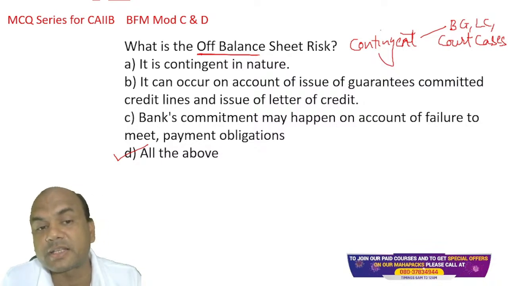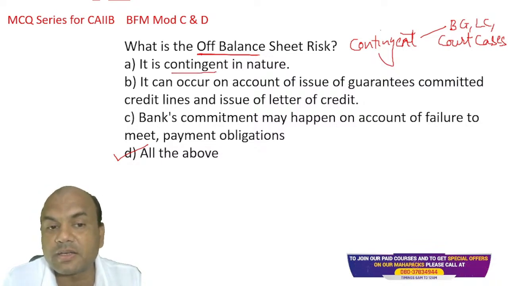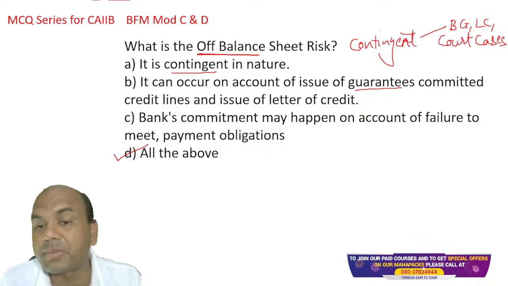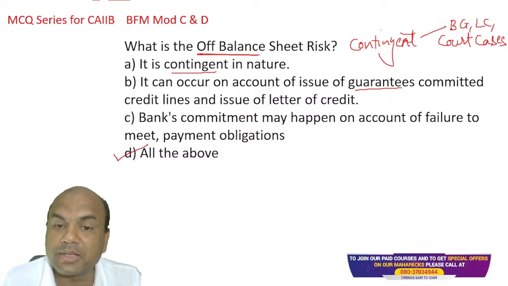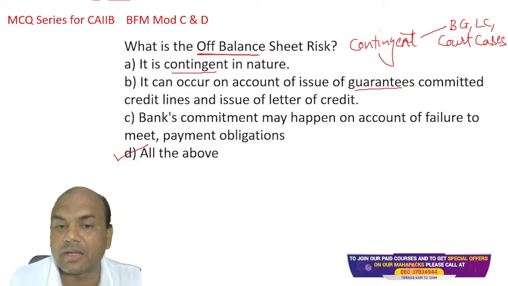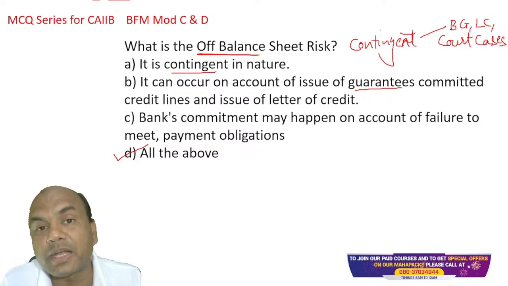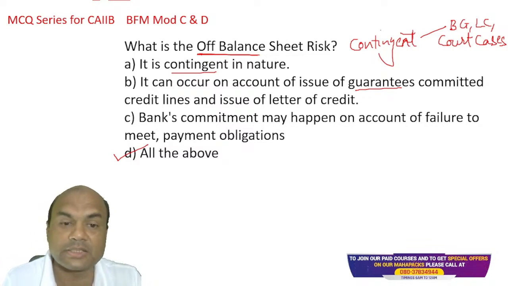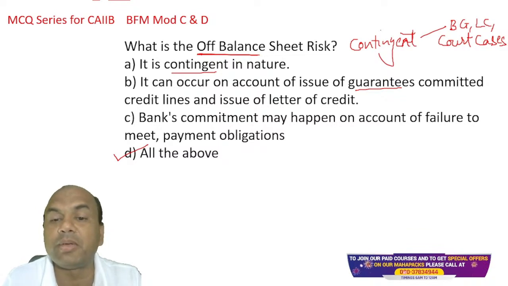So off balance sheet risk means contingent in nature, can occur on issue of guarantees, and bank's commitment may happen on account of failure to meet the payment obligations by that party. What do you mean by this third party? Suppose my bank is giving the guarantee and if that other party does not perform, then my bank will have to pay, isn't it? So that's known as bank's commitment may happen.